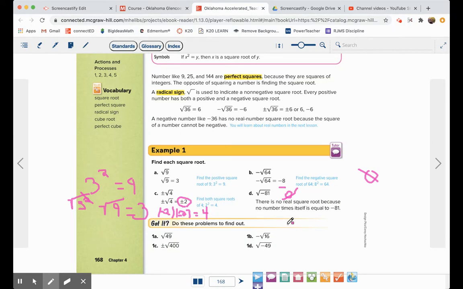9 times 9 is positive 81. Negative 9 times negative 9 is still positive 81. So there's no way we could get negative 81 that has a perfect square. So what I want you to do is try all 4 of these problems. You'll pause the video to work them out, and then I will work them out for you.